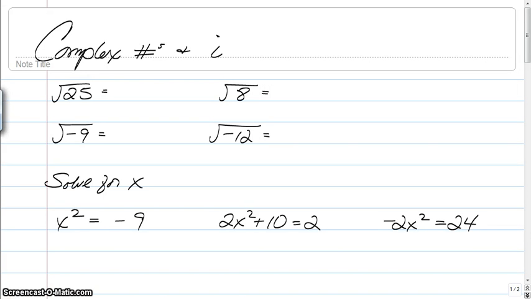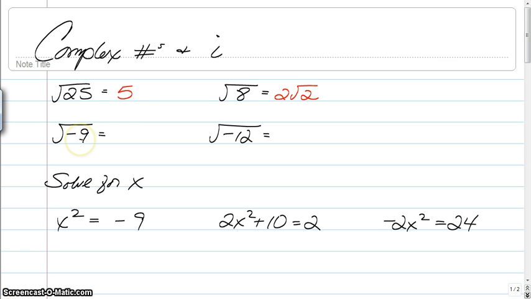Alright, here goes a video on complex numbers and the number i. Now, you already know that the square root of 25 is 5. You already know that the square root of 8 is 2 root 2 after you break down the radical and simplify it. Today, you actually can take the square root of a negative number.